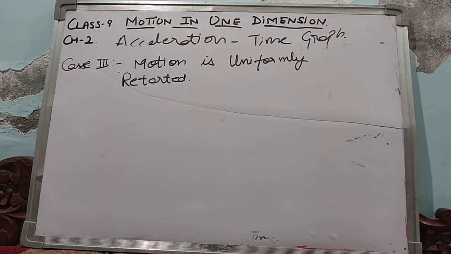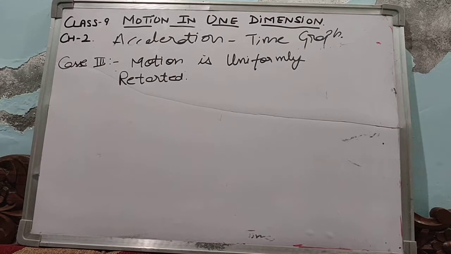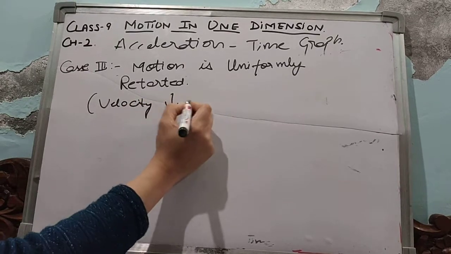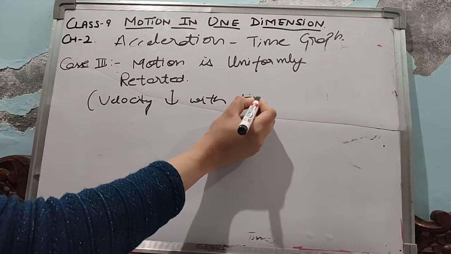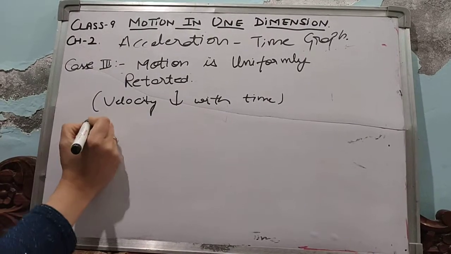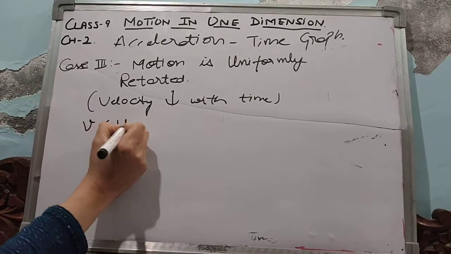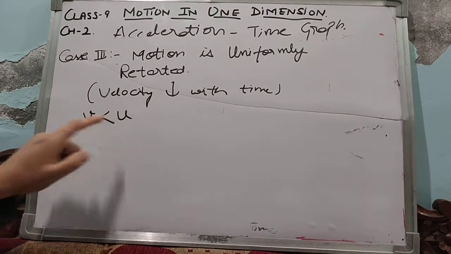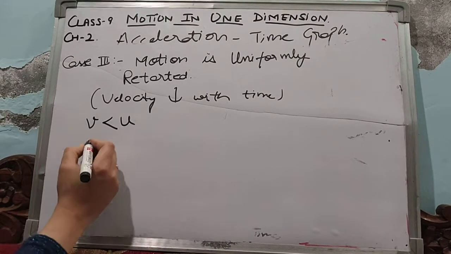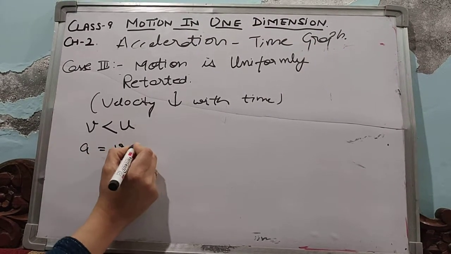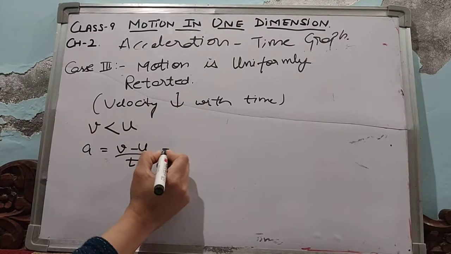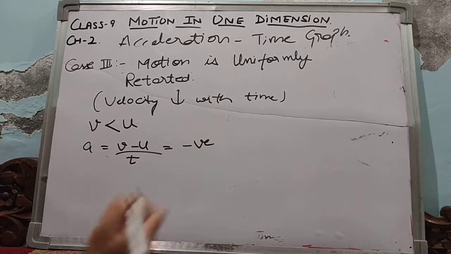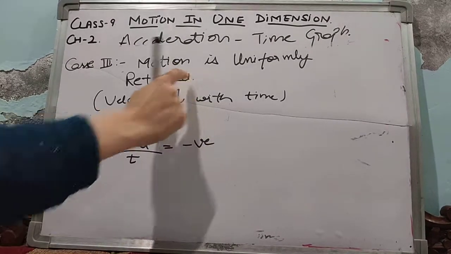Now the third case is when motion is uniformly retarded. What do you mean by retarded motion? It means that velocity decreases with time. So in this case, your final velocity will be less than your initial velocity. Again, I am reminding you that we represent final velocity by v and initial velocity by u. And what about acceleration? Same formula, (v - u)/t. As the final velocity is less than the initial velocity, acceleration will be negative. And we know negative acceleration is retardation.